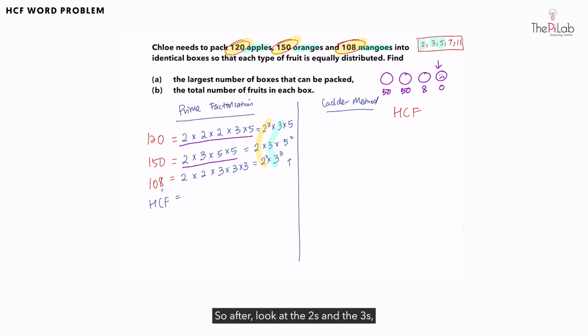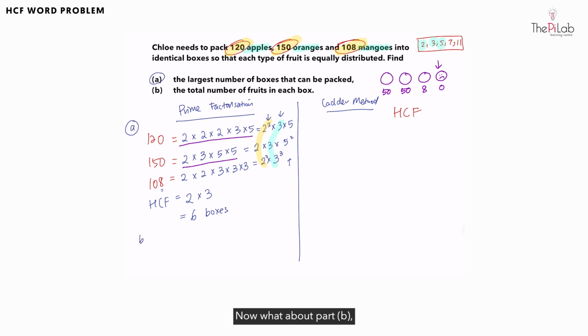So after looking at the 2s and the 3s, you have to find out how many 2s are in common. You realize that this corresponds to the smallest power. So the smallest power will be 2 in the 2s column, and the smallest power for the 3 column would be 3, which gives us a HCF of 2 times 3 or 6. So the HCF refers to the number 6 boxes. And that answers part A.